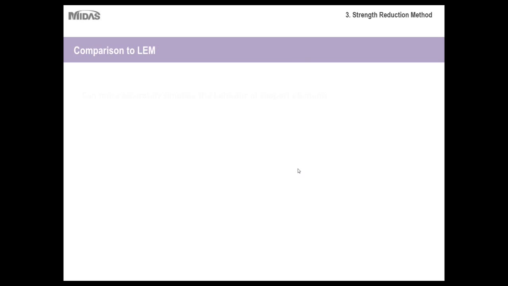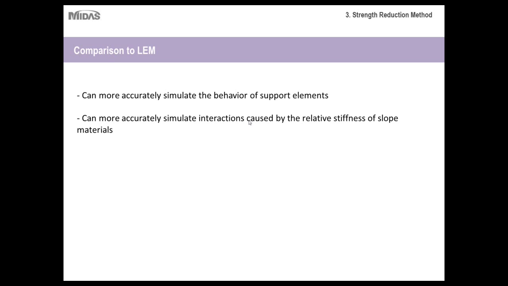Okay, now let's take a direct comparison to the limit equilibrium method. As far as the shear strength reduction method is concerned, it can more accurately simulate the behavior of support elements. So for example, if you have tiebacks, retaining walls, soil nails or anchors, the shear strength reduction method can more accurately simulate that behavior. And it can more accurately simulate interactions caused by the relative stiffness of slope materials. So once again, the way the slope materials interact against each other, especially when they're very stiff, is much more accurately simulated by the strength reduction method.